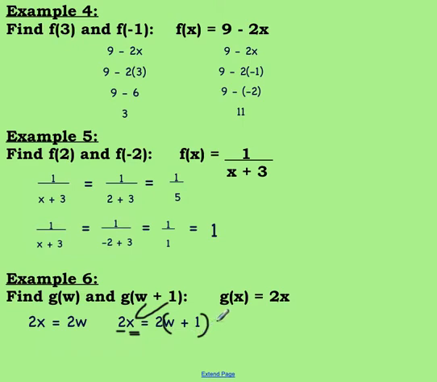So really, this problem should not be 2w plus 1. It should be 2 times w, which is 2w, plus 2 times 1, which is 2. So be careful with those. Whenever you have more than one term that you're plugging into your function, you have to make sure that you use parentheses. Very, very important.